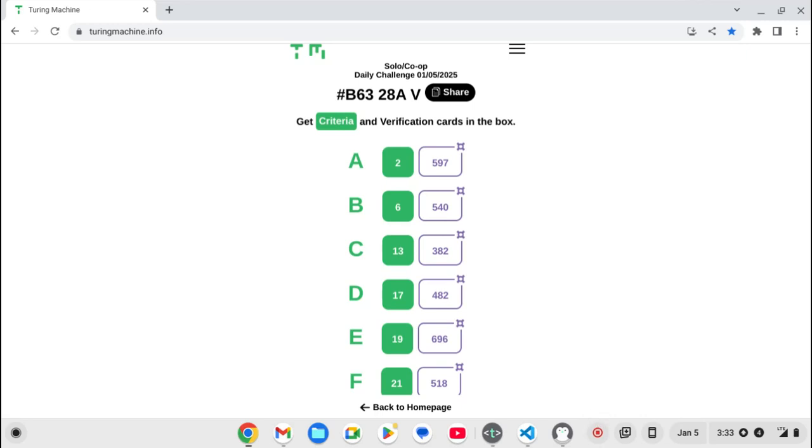Let's begin. Today's January 5th, 2025, and we're solving the Daily Turing Machine Puzzle. Today's puzzle uses the following 6 criteria cards: criteria cards 2, 6, 13, 17, 19, and 21. And the puzzle uses the purple verification cards. The code above is your way to get more information on today's puzzle by searching the code on turingmachine.info. Let's go solve.